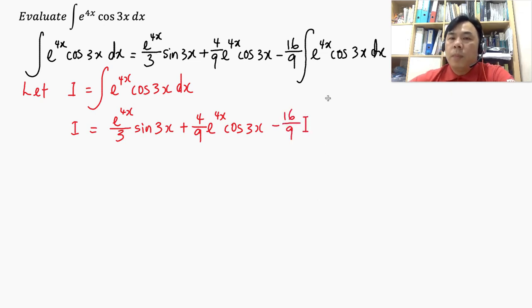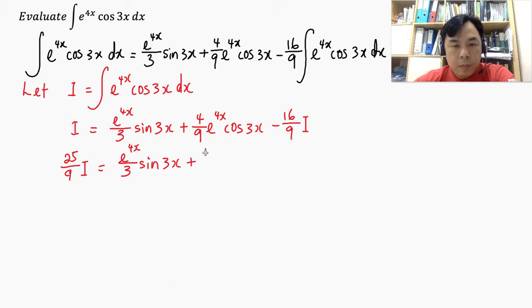Okay, so there you are. So this integral here is similar to this, so we can represent it as I. And then from here, by manipulating this algebraically, we can combine this I together. That would actually give us 25 over 9 I. All right, there it is.